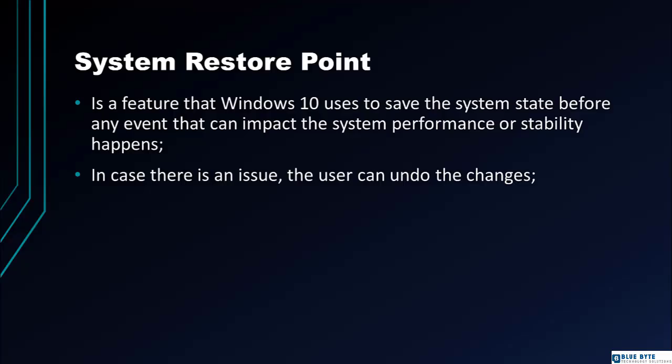The system restore point is a feature that Windows 10 uses to save the system state before any event that can impact the system performance or stability happens. So, if there is any issue caused by these events, the user is able to undo the changes made to the system and come back to the last stable system state.